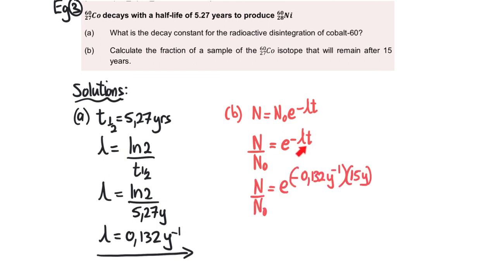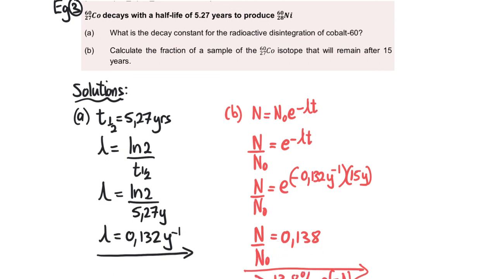Now substituting for lambda and t, we worked out that lambda, the decay constant for cobalt-60, is 0.132 per year, so we substitute in there. Don't forget the minus sign, because remember this is radioactive decay. It has to be a decay. This needs to continually be decreasing, and that does that when the exponent is negative. So it's negative 0.132 years to the minus 1 multiplied by the time in that unit, 15 years. And this gives us an answer of the fraction n over n0 being 0.138.